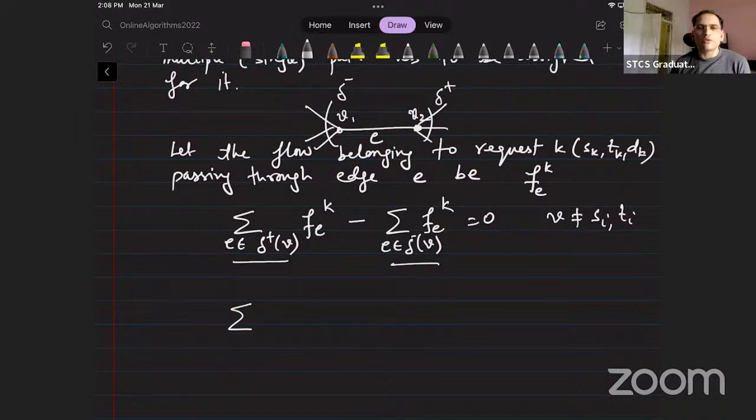So splitting means, can you route your flow over multiple paths, or do you have to go over a single path? If you can't go over multiple paths, it's called the unsplittable problem. If you can go over multiple paths, it's called a splittable problem. So it's not an assumption. We'll look at both these cases.